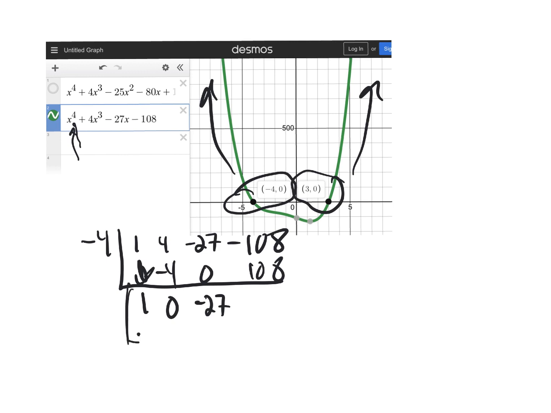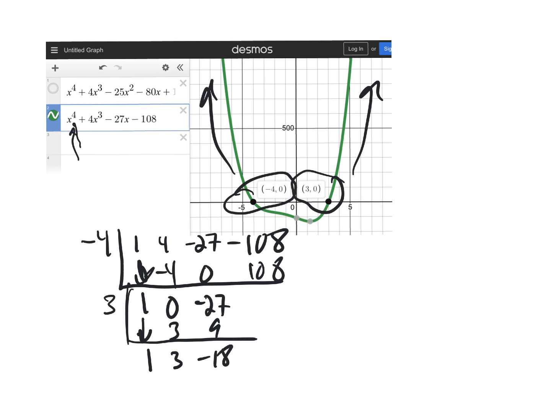Anyway, so now I see another real zero, +3, and I'm going to run that through. Bring down the 1. I get 3. I multiply, I get 27, no, I get 9, don't I? Oh, yes, that's what I get. Yep. That's 9. That gives me -18.